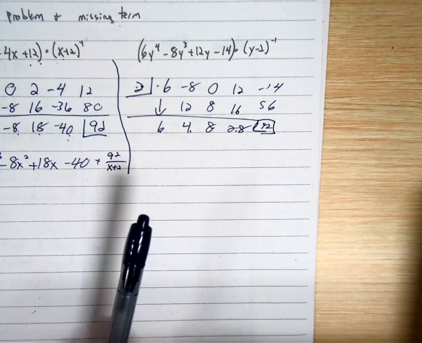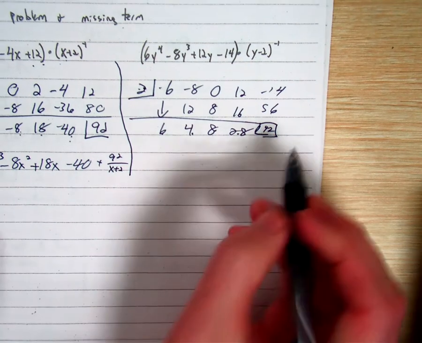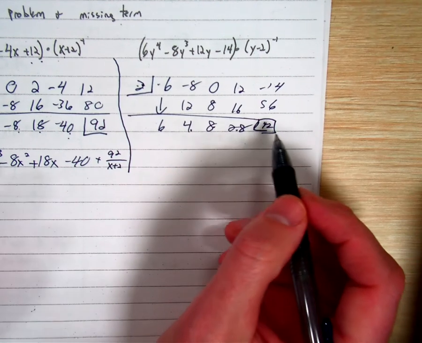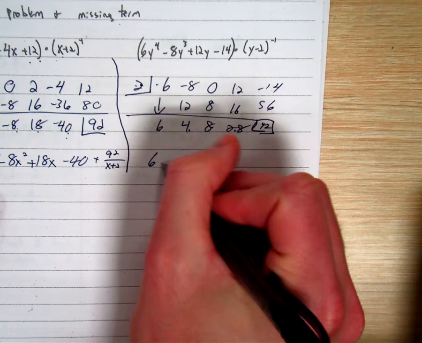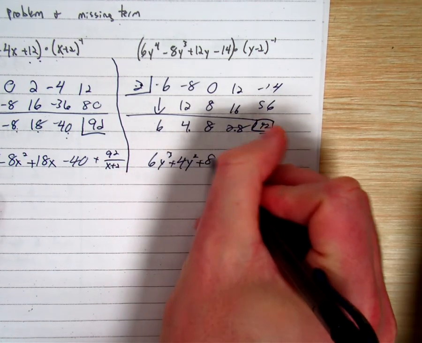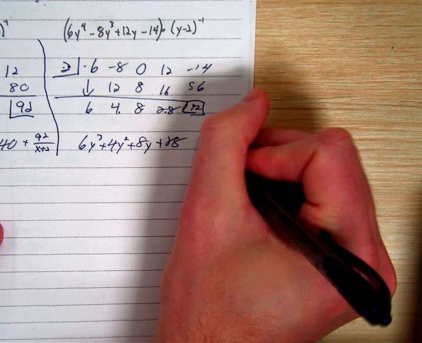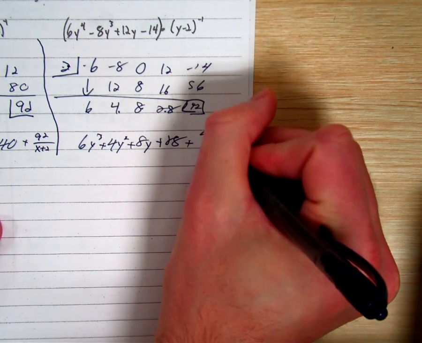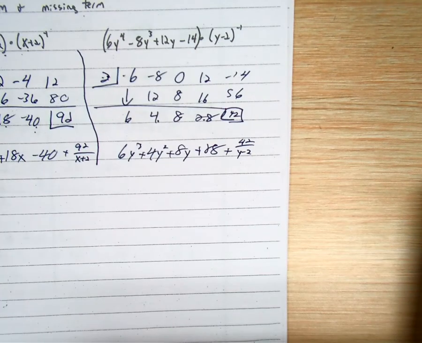Let's see. Yep, so I got that the first time too. Alright. Didn't sound right when I said it out loud, but that's what I had the first time. Alright, so our answer is 6y to the third plus 4y squared plus 8y plus 28 with a remainder of, that was a positive, right? So plus 42 over y minus 2. Okay, moving right along.